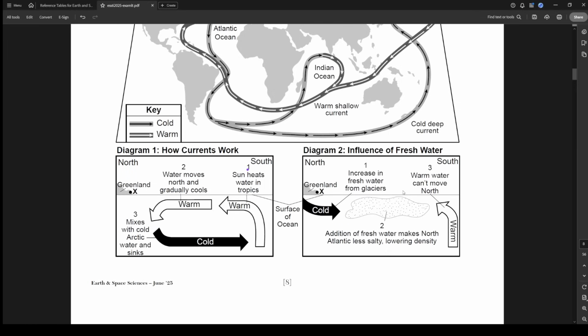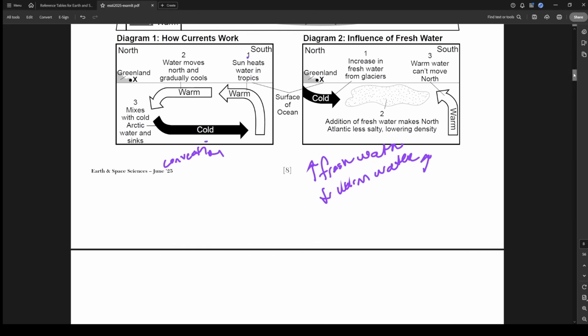So they're saying increase fresh water, decrease warm water. That's what this is saying. And this is also convection here. I'm just writing some notes because I don't even know what they could possibly ask about this.